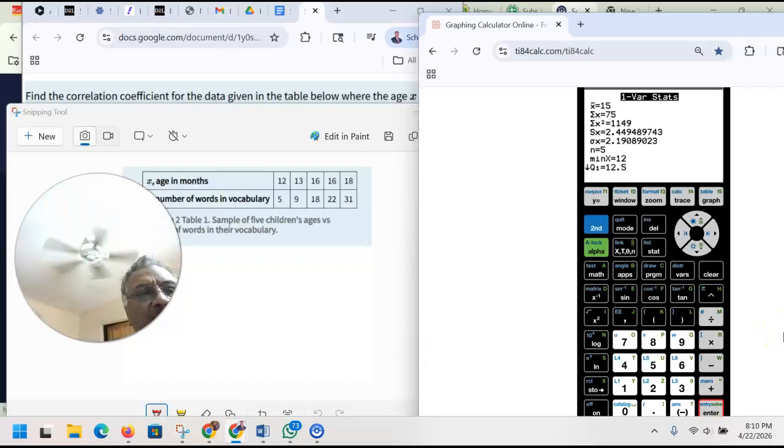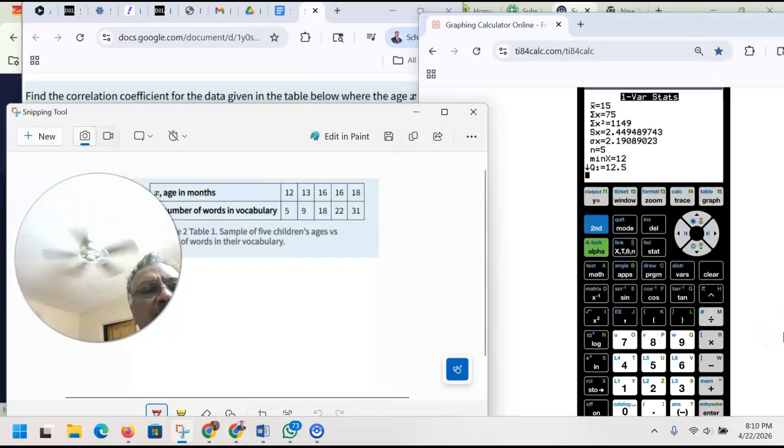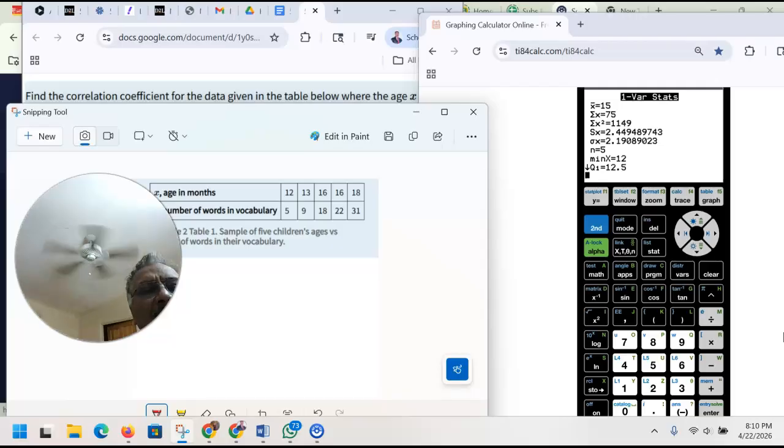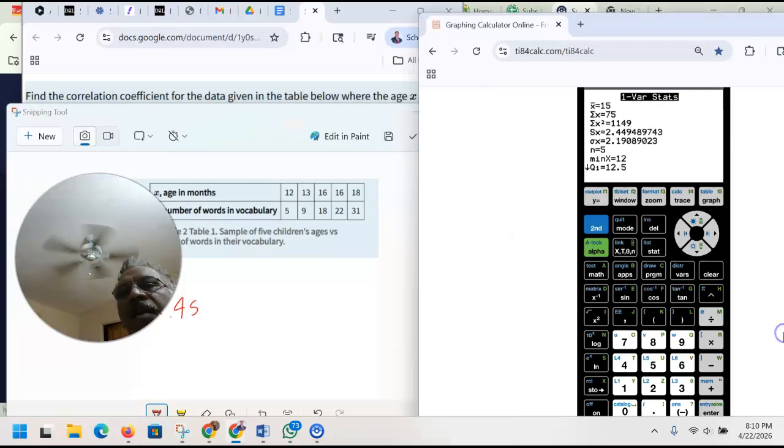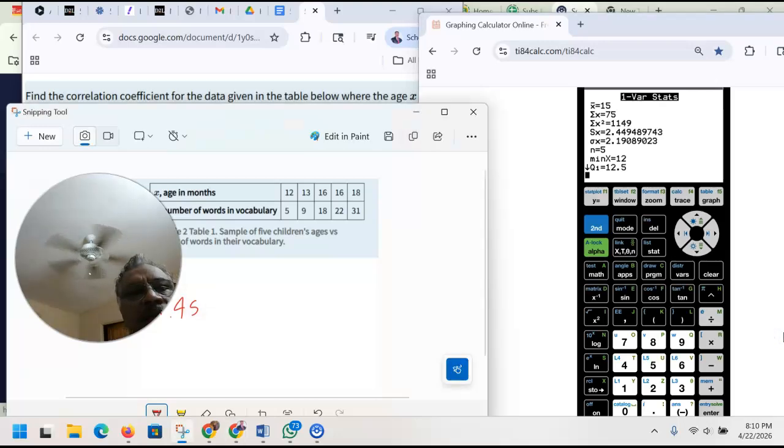The main thing is the first one. So you have x bar, the mean, is 15. Okay, that's all that's important for me. And I want you to think of that as x, the fourth one, 2.4, and I'll round it to two places. That's the standard deviation. So for me, this is the most important.